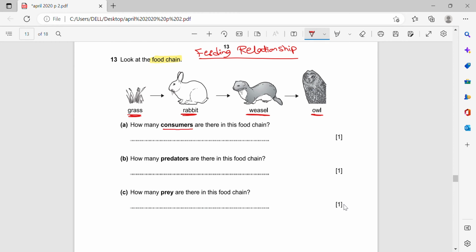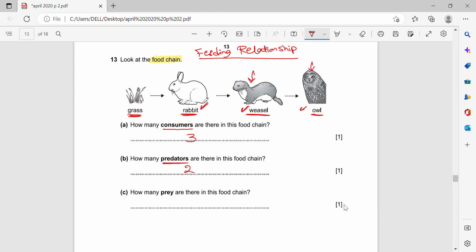مين هنا consumers? الrabbit هنا consumers. It consumes the grass. The weasel consumes the rabbit. The owl consumes the weasel. So how many consumers do I have? 3 consumers. How many predators? مين هم هنا predator? الrabbit؟ لا. الrabbit ده consumer. Okay, it's a herbivore. مين هنا predator عندي؟ الweasel ده predator والowl predator يبقى عندي 2 predators.